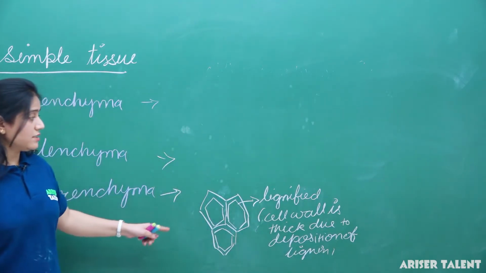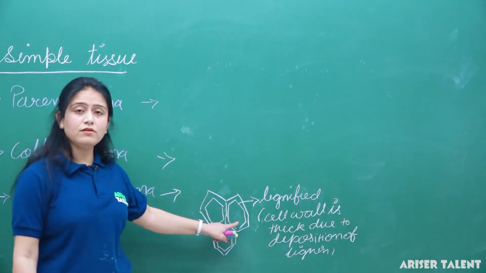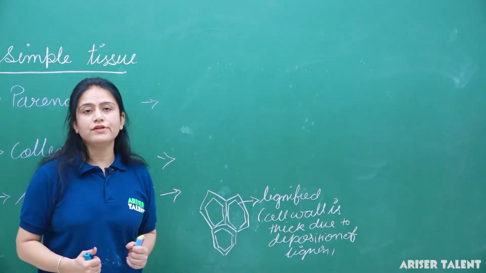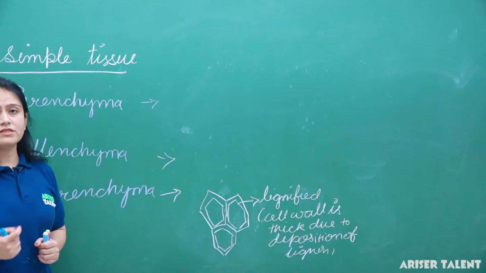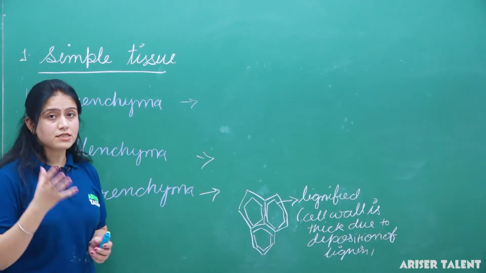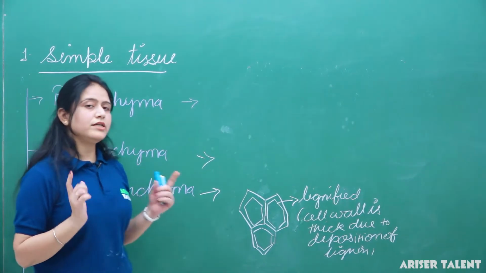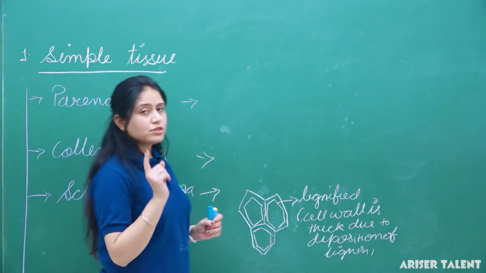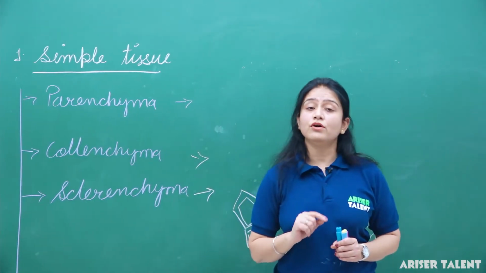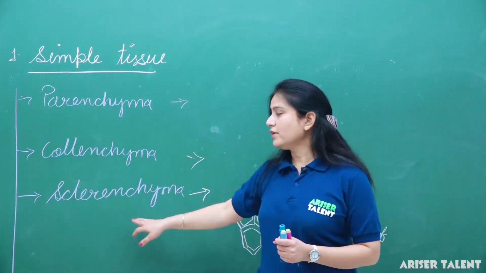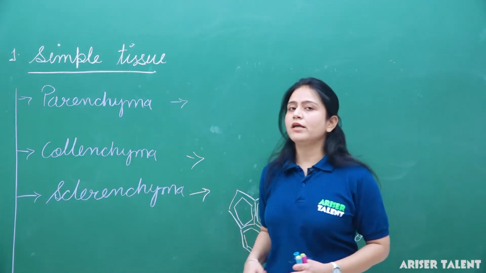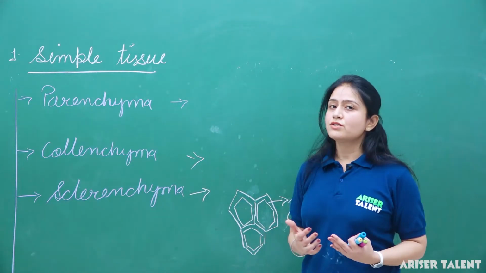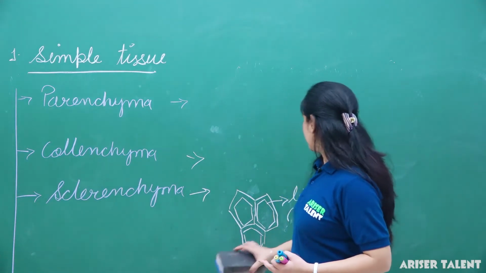These cells have a hard cell wall because of the deposition of lignin, so they give stiffness to the plant. Hope you have seen the outer cover of coconut, it is hard and stiff. This is because of the Sclerenchyma. The outer covering of the seed, the seed coat, also has Sclerenchyma, meaning Sclerenchyma gives stiffness to the plant or the object.